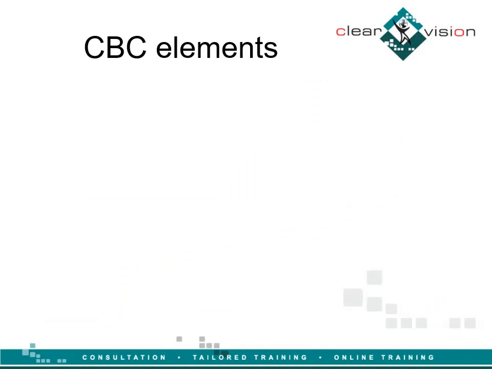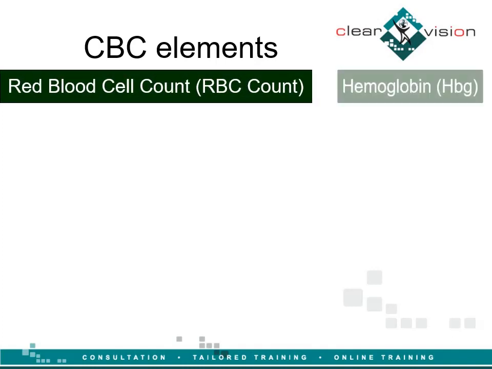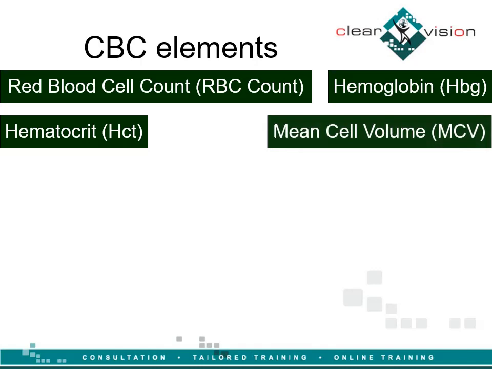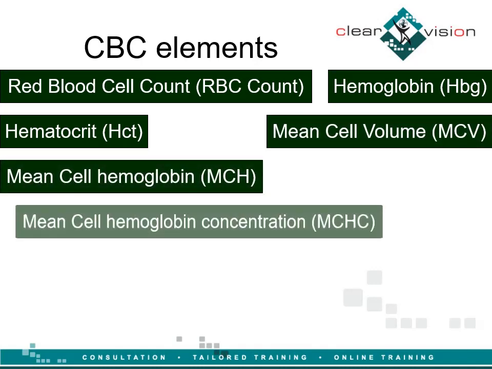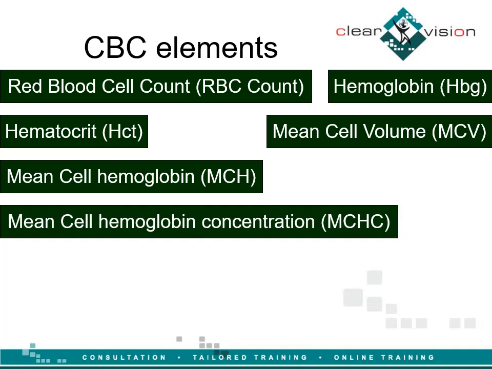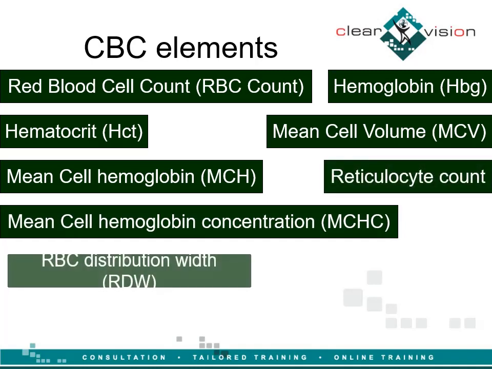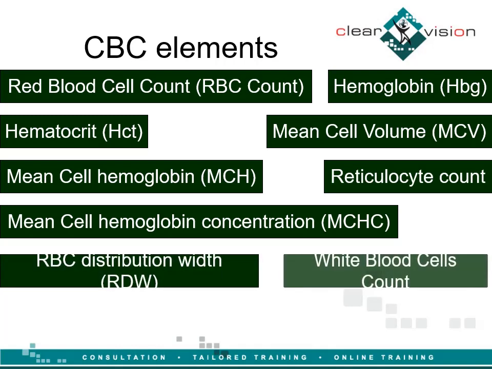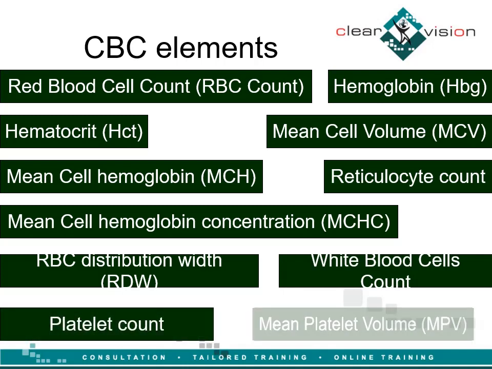CBC elements measured usually include RBC, hemoglobin, hematocrit, mean cell volume, mean cell hemoglobin, mean cell hemoglobin concentration, reticulocyte count, RBC distribution width, white blood cells, platelet counts, and mean platelet volume.